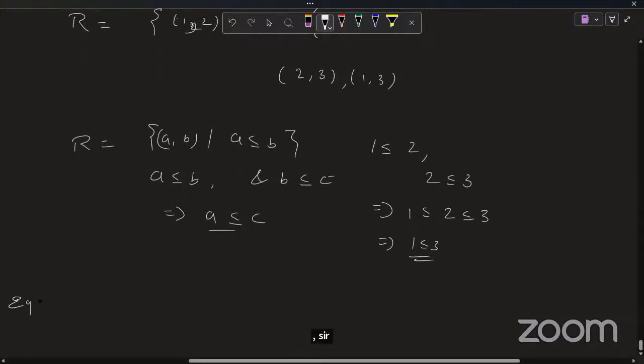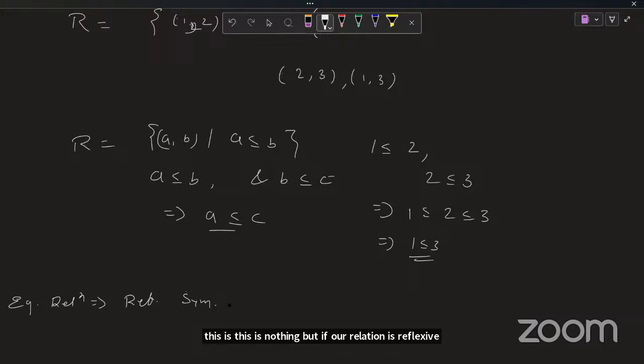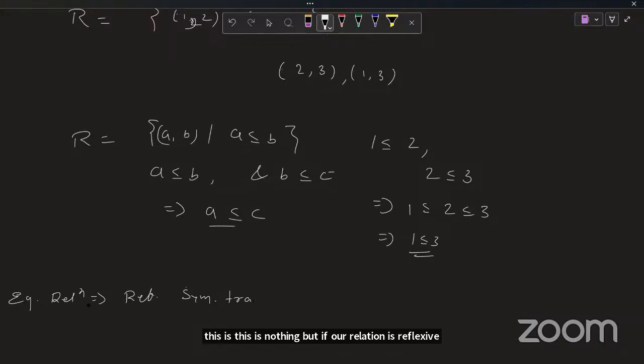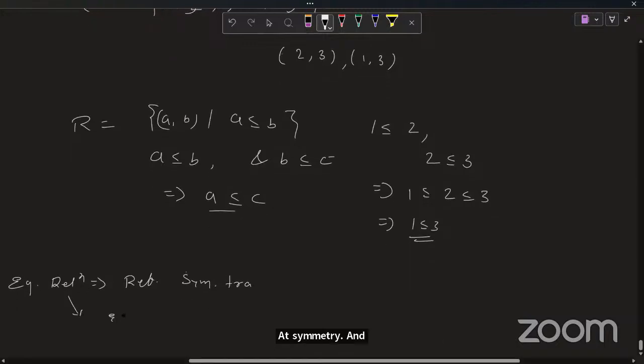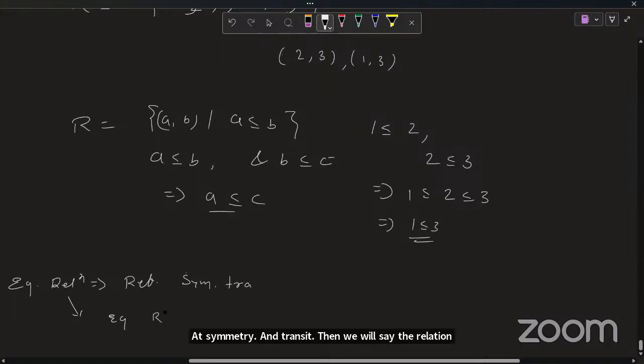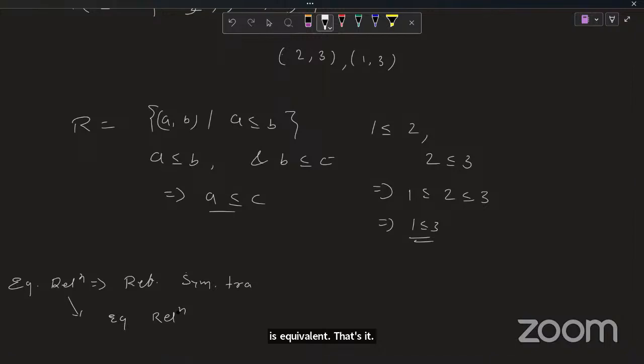Lastly, equivalence relation. This is nothing but if a relation is reflexive, symmetric and transitive, then we will say the relation is an equivalence relation. That's it. If a relation is reflexive, symmetric and transitive, then we will say the relation is an equivalence relation.